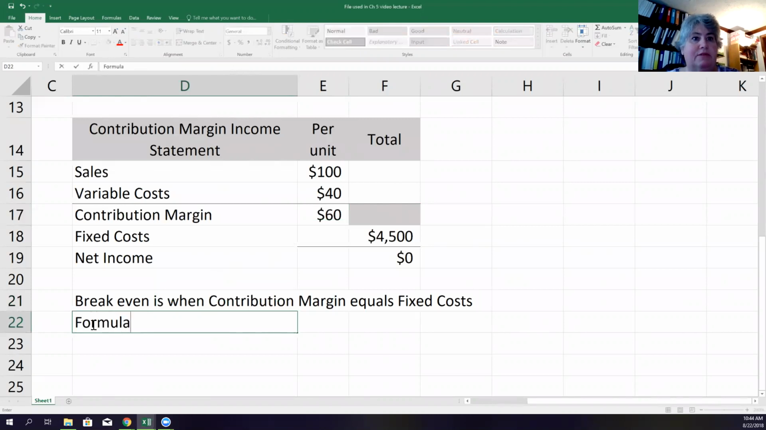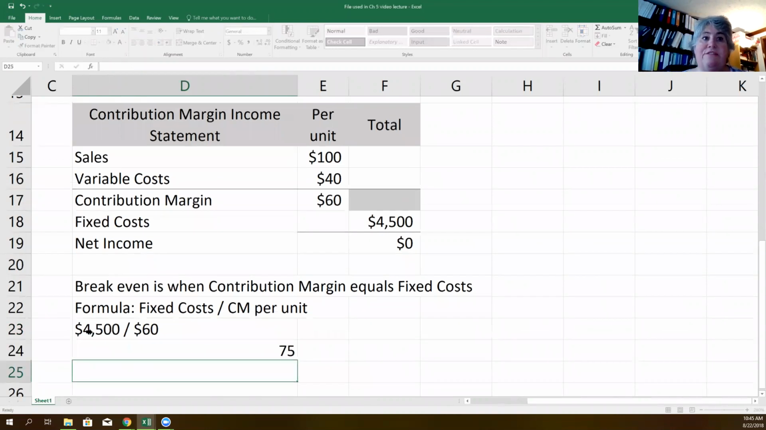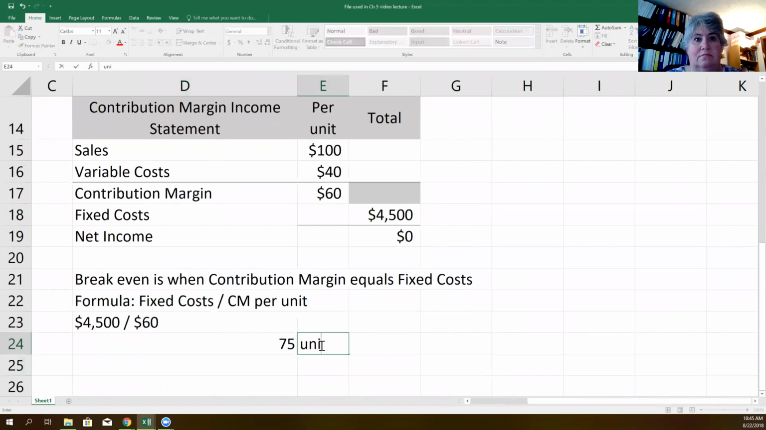So the formula to do this is to take your fixed costs and divide by contribution margin per unit. So for us, that's $4,500 divided by $60. And that's going to come out to 75 units. So let's see if that works.